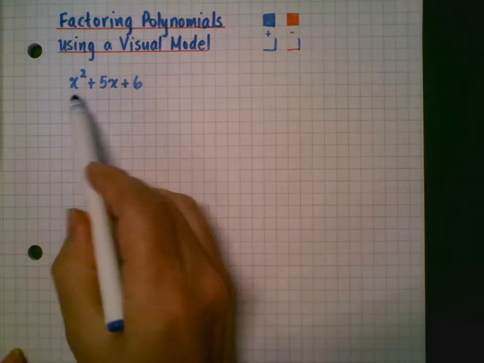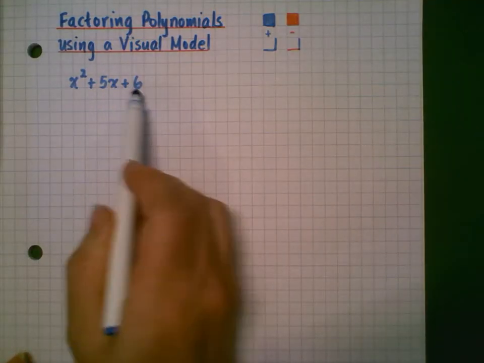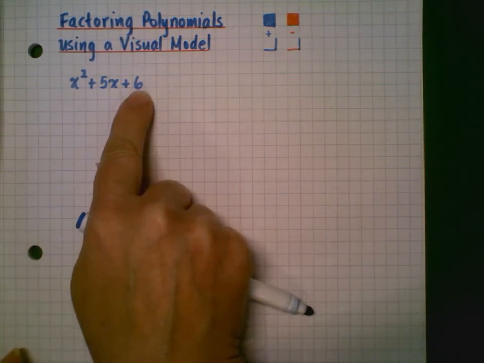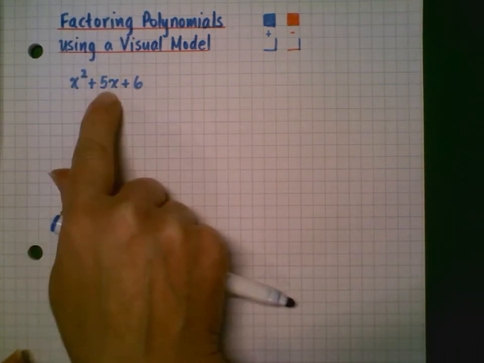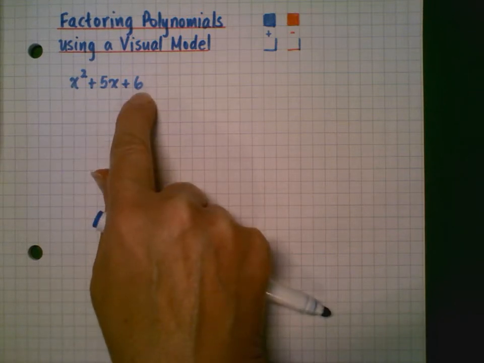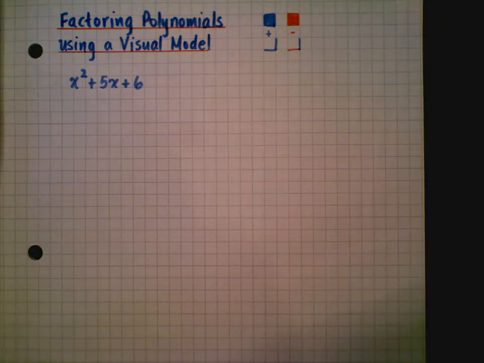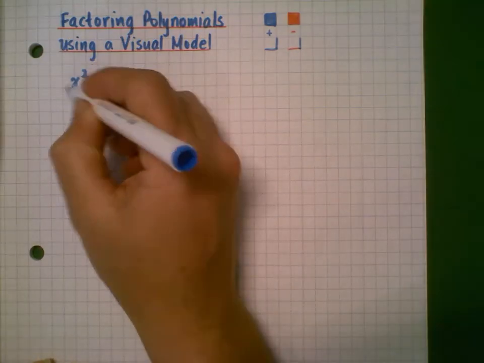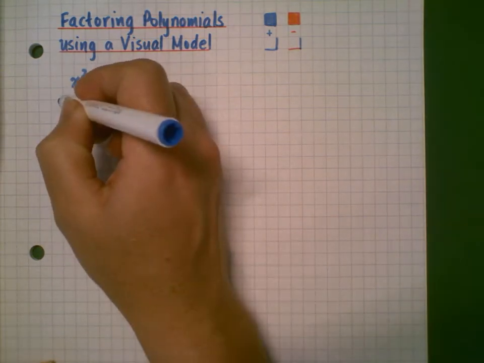So we've got x squared plus 5x plus 6. This is a trinomial because it has three different terms in it. It has an x squared term, it has a linear or single x term, and it has a constant term of 6. So the first step in this process is to represent the x squared term as a little square.